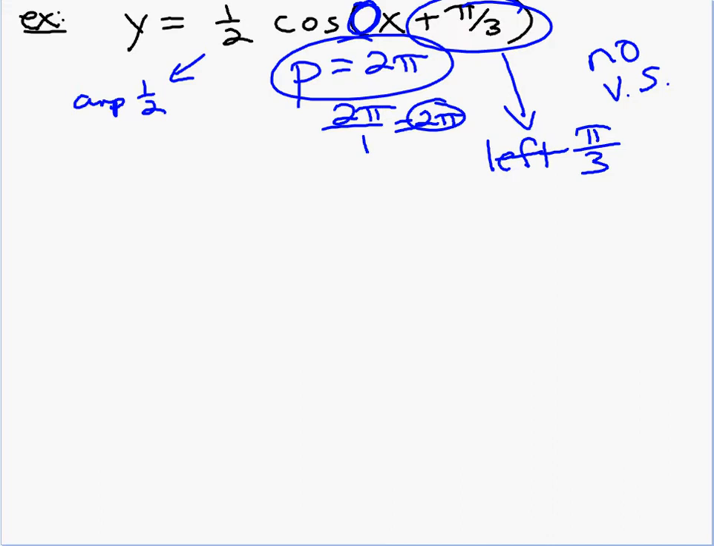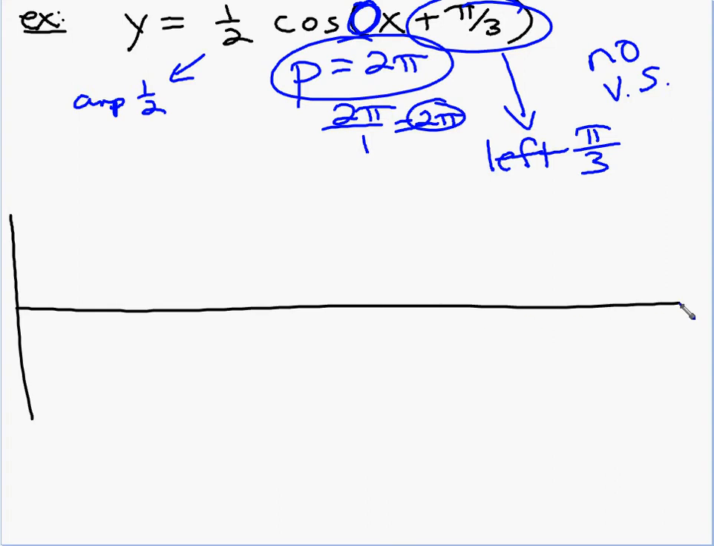Let's get started here. I don't have any vertical shift to worry about, so I'll just put it right here in the middle. Actually, I want to leave some space here because I know what's going to happen to this graph in a second. I'm going to make this thing about right here, like that. And my period is 2 pi. So there's 2 pi. Break up my quadrants.